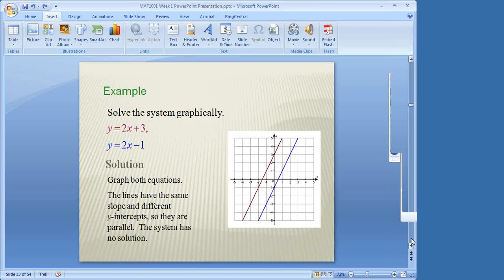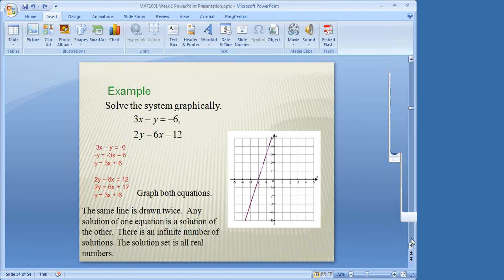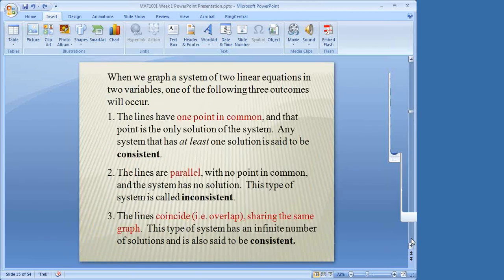And that can happen. And then I have a situation like this where I plotted the line and it overlapped. Turns out that each line was the same line and it overlapped, and that means there's an infinite number of solutions. Every point on one line is on the other line. Okay, so you can see our three situations.